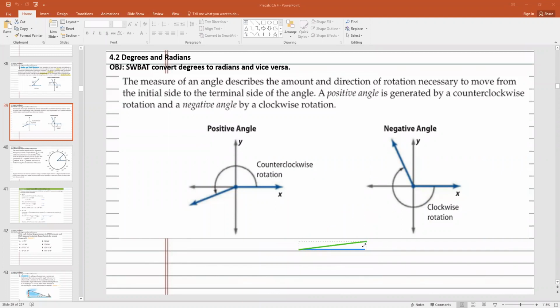So positive angle is when the angle moves counterclockwise. Okay. So opposite direction of the way a clock would move. This is a positive direction, a positive angle, counterclockwise. Now the negative angle is when it's moving clockwise.